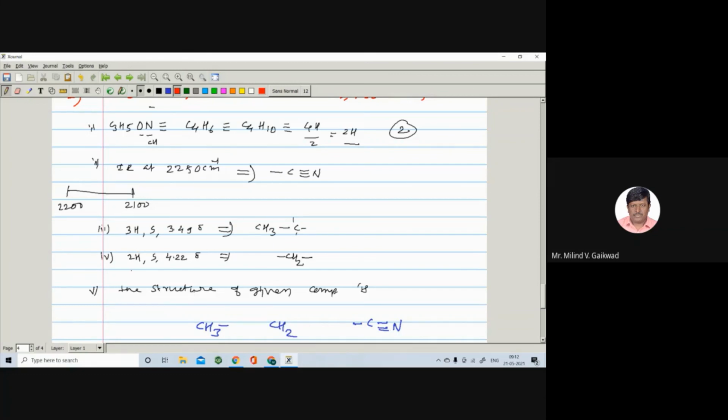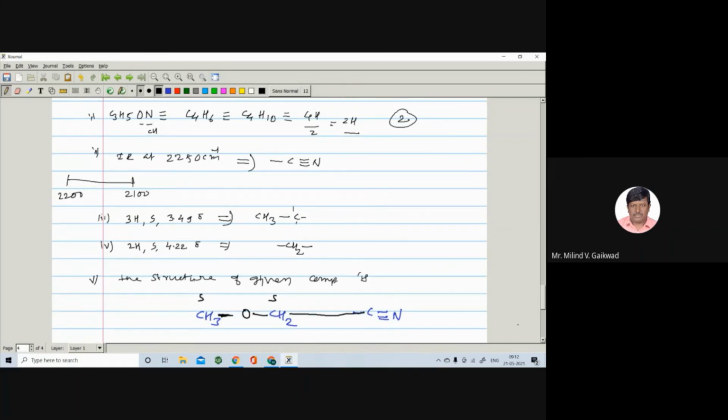So you have to put oxygen in such a way that it satisfies all these values. If you put the oxygen in between CH3 and CH2, it gives a singlet, and the other also gives a singlet, and the CH2 is directly attached to cyanide. This is the possible structure of the given compound. So you have to write down the fragments and rearrange them in such a way that they satisfy the structure of the given compound. Any doubt in this case? Yes, any doubt?